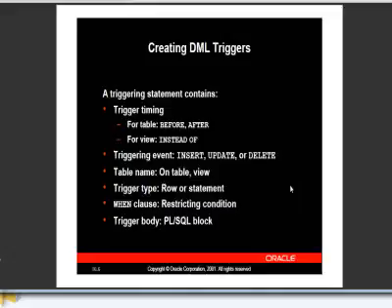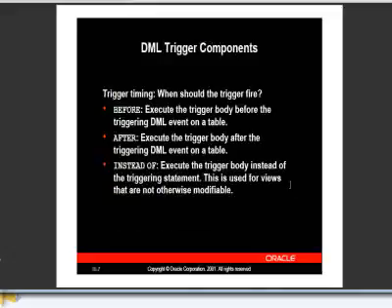Creating DML triggers. A triggering statement contains trigger timing: for a table, before and after; for a view, instead of. The triggering event is insert, update, or delete, followed by the table name on a table or view, the trigger type, row or statement, the WHEN clause restricting condition, and the trigger body, a PL/SQL block. DML trigger components. Trigger timing: when should the trigger fire?